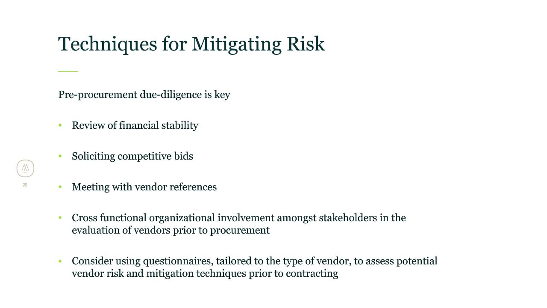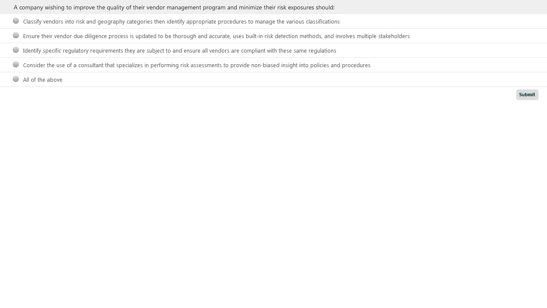Leads us to our next polling question. Anya? Yes, thank you. Our fourth and final polling question. A company wishing to improve the quality of their vendor management program and minimize their risk exposures should classify vendors into risk and geography categories, then identify appropriate procedures to manage the various classifications, or ensure their vendor due diligence process is updated to be thorough and accurate, uses built-in risk detection methods, and involves multiple stakeholders, or identify specific regulatory requirements they are subject to and ensure all vendors are compliant with these regulations, or consider the use of a consultant that specializes in performing risk assessments to provide non-biased insight into policies and procedures, or all of the above. Again, we're looking for wishing to improve the quality of your vendor management program, and minimize their risk exposures.